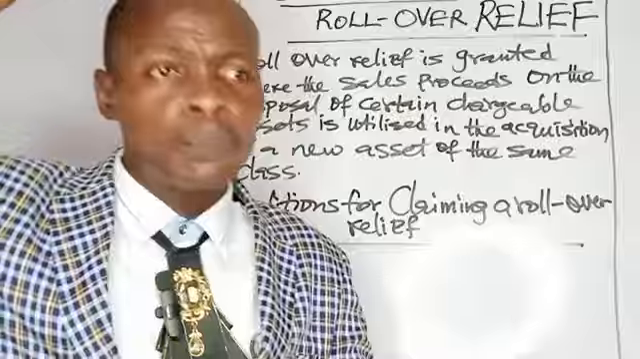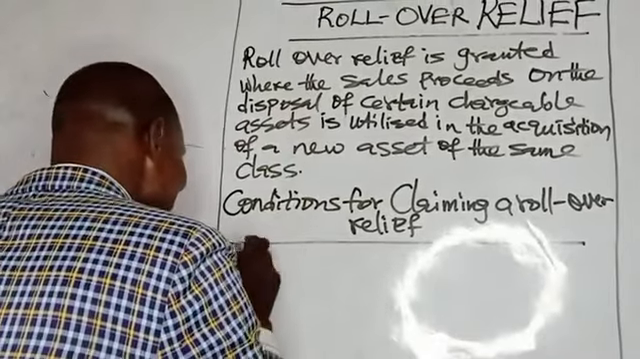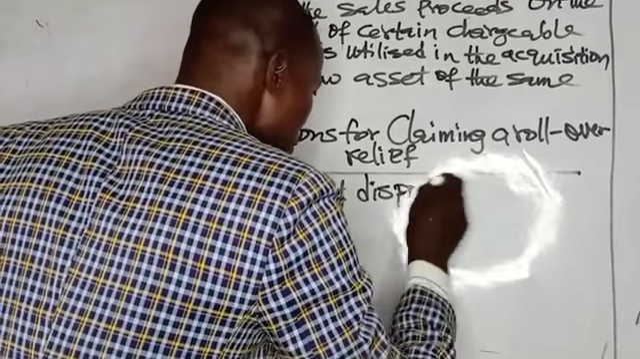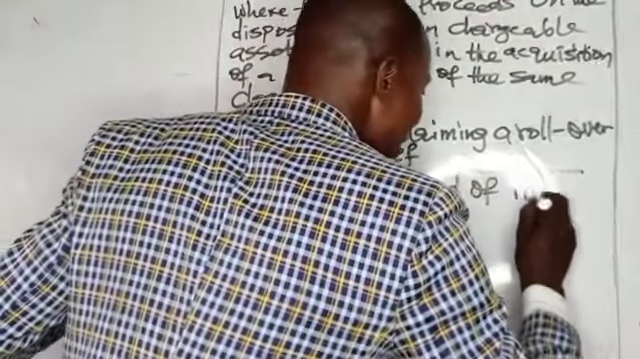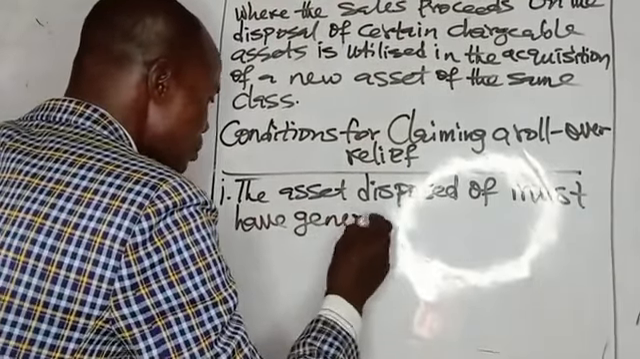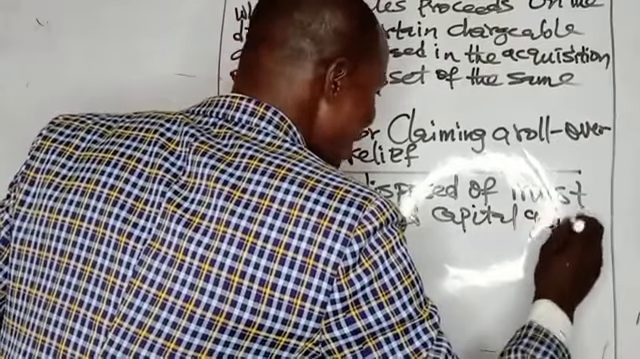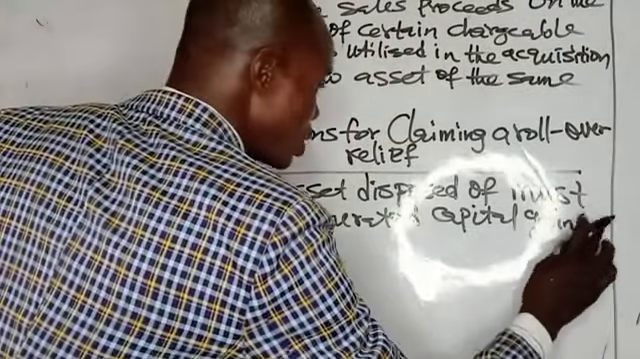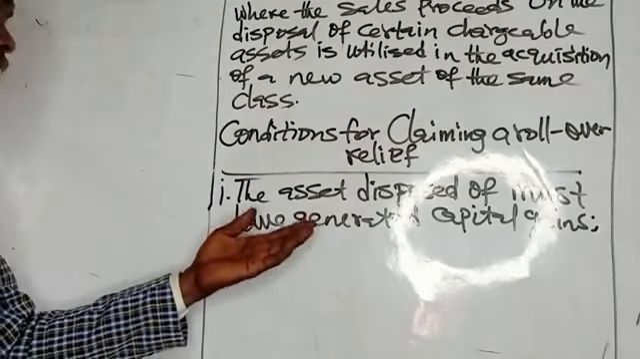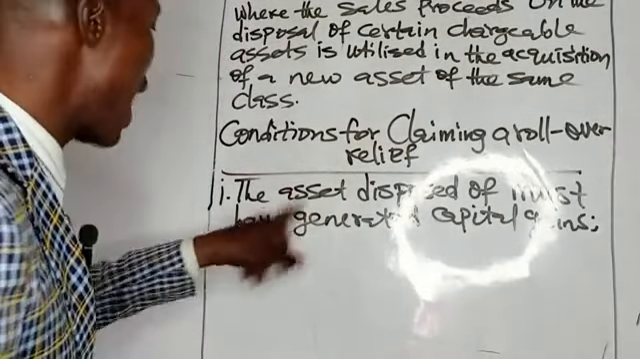Number one, the asset disposed of must have generated capital gains. What does this mean? So, if the asset disposal generated a capital loss, you cannot claim a rollover relief on such assets.